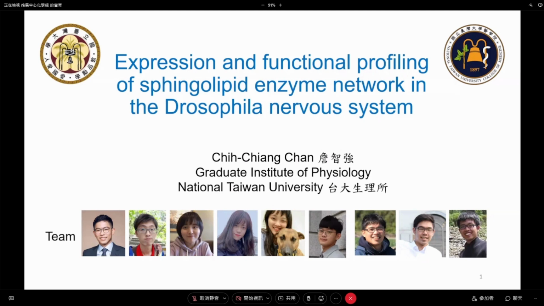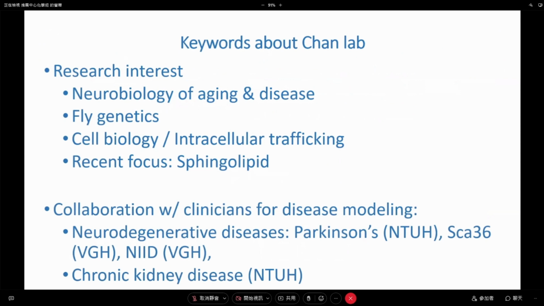Today I'm gonna share with you how to manipulate sphingolipid enzymes and see the sphingolipids, which is still a very challenging task in vivo. Okay. So, brief keywords about my lab. We do neurobiology of aging and disease.